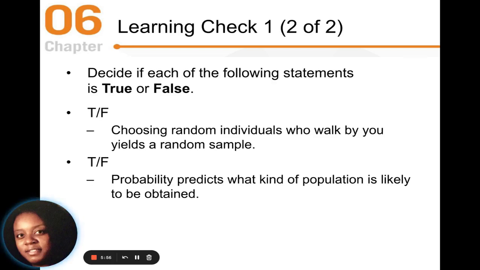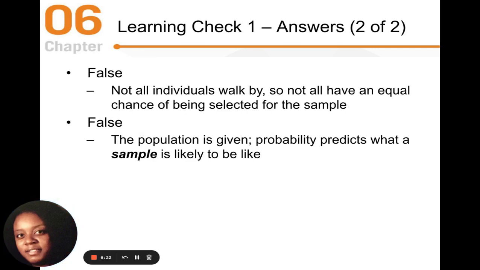Here's another learning check, true or false. Choosing random individuals who walk by you yields a random sample, and probability predicts what kind of population is likely to be obtained. Give you a few moments to think of the correct answer. And we've got false and false. Not all individuals walk by, so everyone wouldn't have an equal chance of being selected. And then the population is given. Probability is going to predict what a sample is likely to be.